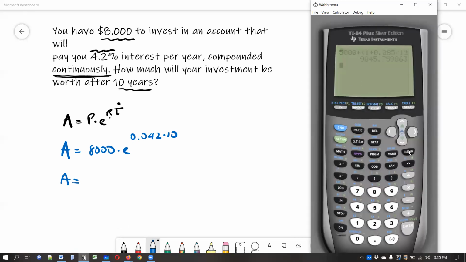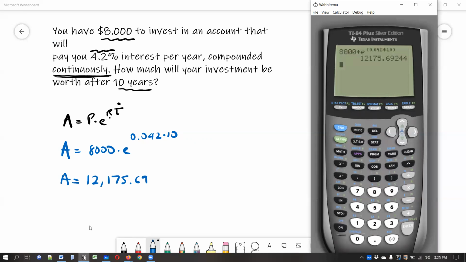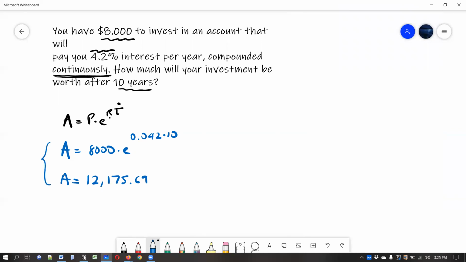There's nothing else to do. We're not going to do these problems manually. So 8,000 times the E that we need, as I mentioned before, is this E above the natural log right here, e to the x. So we need to click second, natural log for E. Now open parentheses, 0.042 times 10. Close parentheses, enter, and we'll get the answer 12,175.69. I think. Let's confirm. Yes, 0.69.